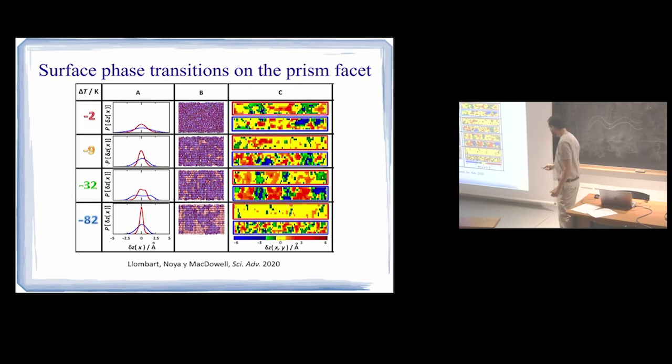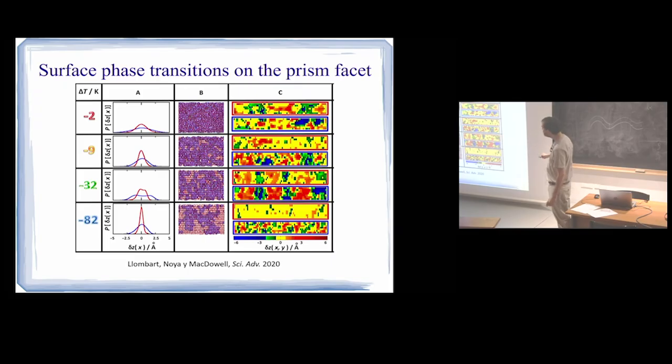Okay? I have studied the same thing for the prism facet, and look, I get similar kinds of transitions. Here I have a very narrow Gaussian distribution, and then when I reach minus 32 degrees, it's almost bimodal. But when I increase the temperature, it becomes unimodal again, and eventually it broadens very much. A Gaussian that is broadened very much is what I can expect when I am close to a roughening transition. So these are the transitions that I was expecting when I started this work.